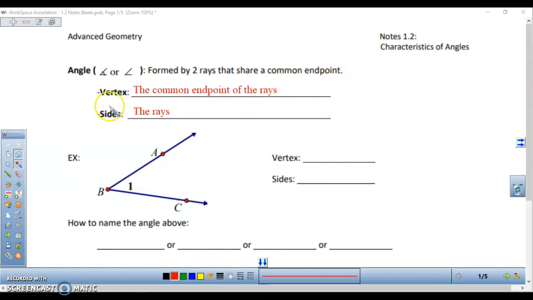So here we go. First things first, this notation looks like a little angle with an arc in it, or this notation, just a little angle. They both mean the same thing. They both mean angle. You can use them interchangeably, and I'll do that as I give the notes today.